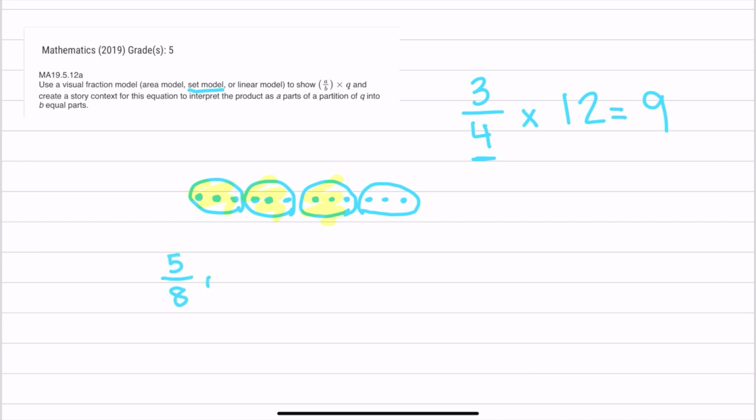Once the connection has been made between the concrete and the model drawing, we can move on to drawing more efficient models. So instead of using dots, we're using numbers. So we see the 16 here being broken into 8 equal groups, and then we are going to select 5 of those groups. So we know that 5/8 of 16 is going to be 10.